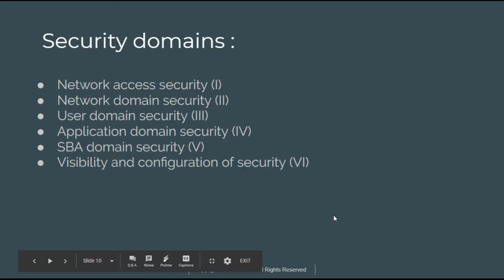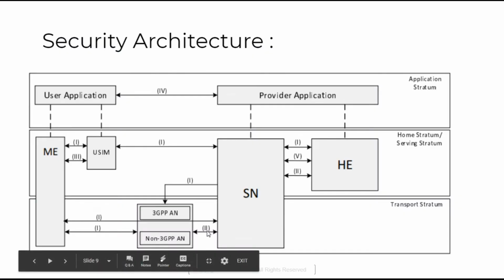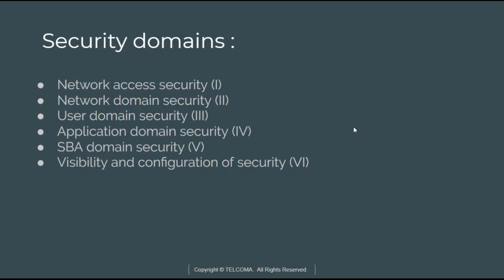Now the next domain, which is network domain security, is the second. Now the second domain is a set of security features that enables network nodes to securely exchange signaling and user plane data. User domain security is a set of security features that secure the mobile user access to the mobile equipment. Application domain security is a set of security features which enables applications in the user domain and in the provider domain to exchange messages securely.